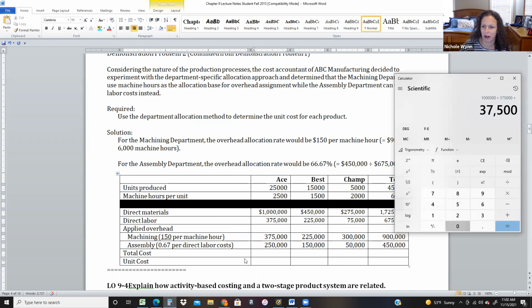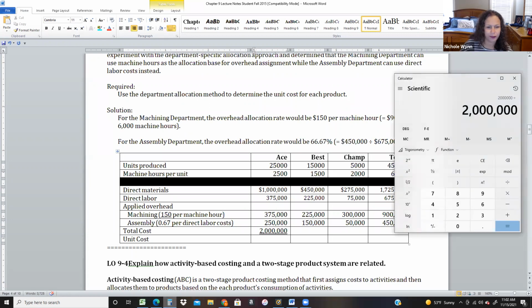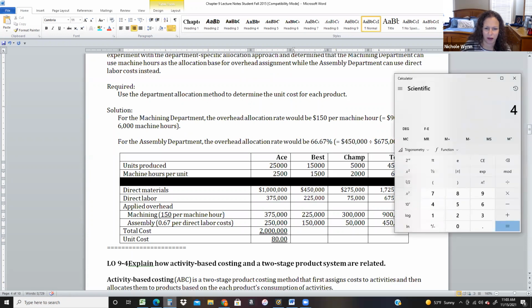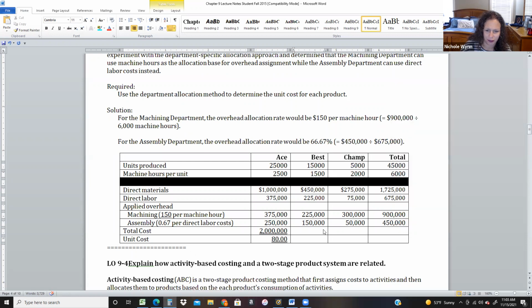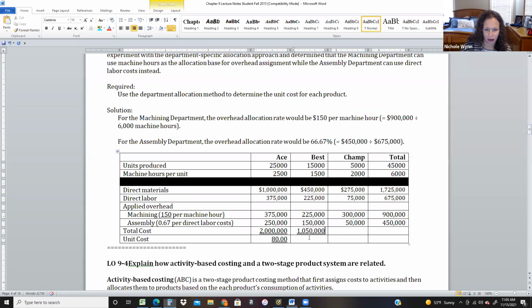1,375,000, 375, and 250 is a total of 2 million. And then if I want to divide that by the number of units, 25,000 units, here I got 80. Here I'll add up those costs: 450, 225, 225, and 150, which is 1,050,000. And then divide it by 15. So here I got 70.